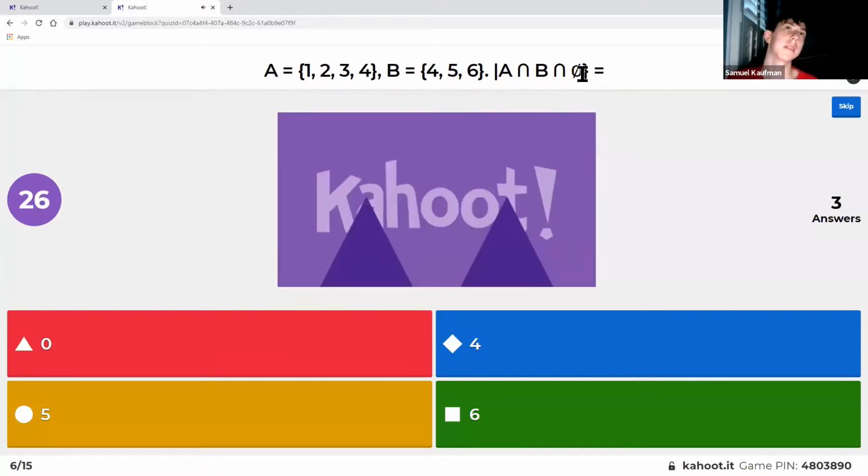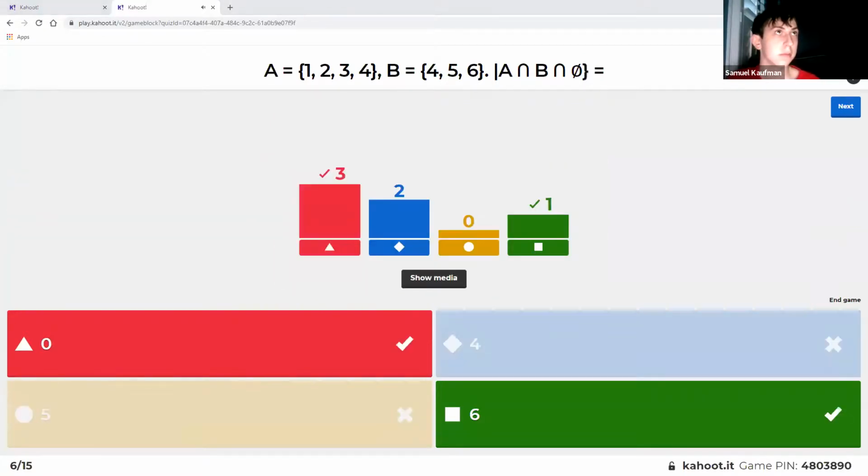Someone has that same mistake. This should be a bar, but you can still do the question. So now we're looking at, so this is a mistake. Six should not be right. That's a mistake on Kahoot, but zero is the answer because we're looking at intersection, and the intersection of any set with the null set is going to be empty. So it's going to have no elements, so the cardinality is going to be zero.